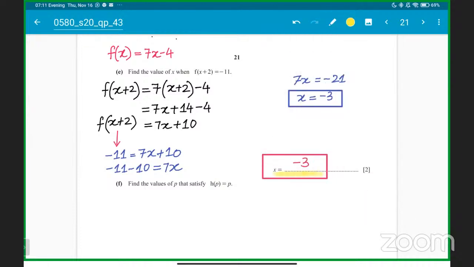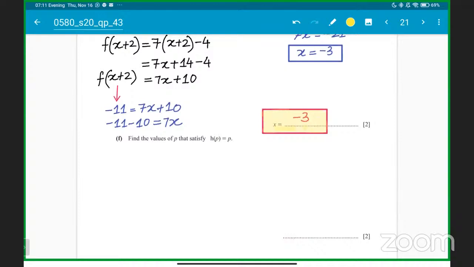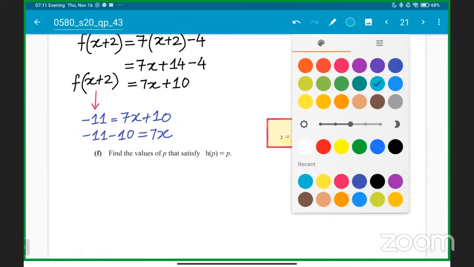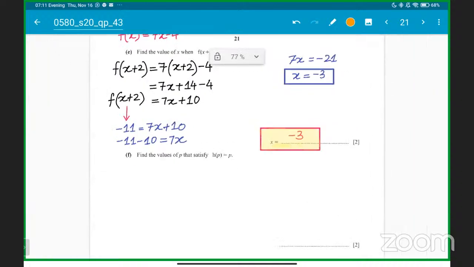So basic solving should also be there. Basically, they are testing algebra as well in the functions. But make sure the main thing is inverse and composite functions. Everyone clear? Next is another important part. We have to find the values. Always remember. Any questions in part E? You can ask. Okay, I'm waiting.